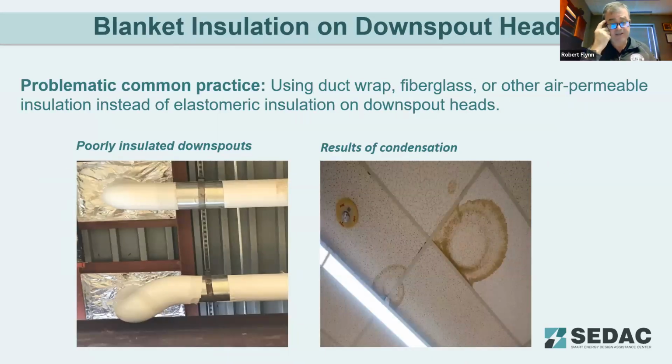So the next section we're going to talk about is some downspouts that you may see on jobs. The picture on the right shows the results of the condensation. Some people might say, well, it's a leak in the roof or other sources of where you're getting this condensation. In many cases, it might be the poorly insulated downspout, like the picture that you would see on the left. What I've seen in the past is using duct wrap insulation instead of an elastomeric insulation for the downspout heads.